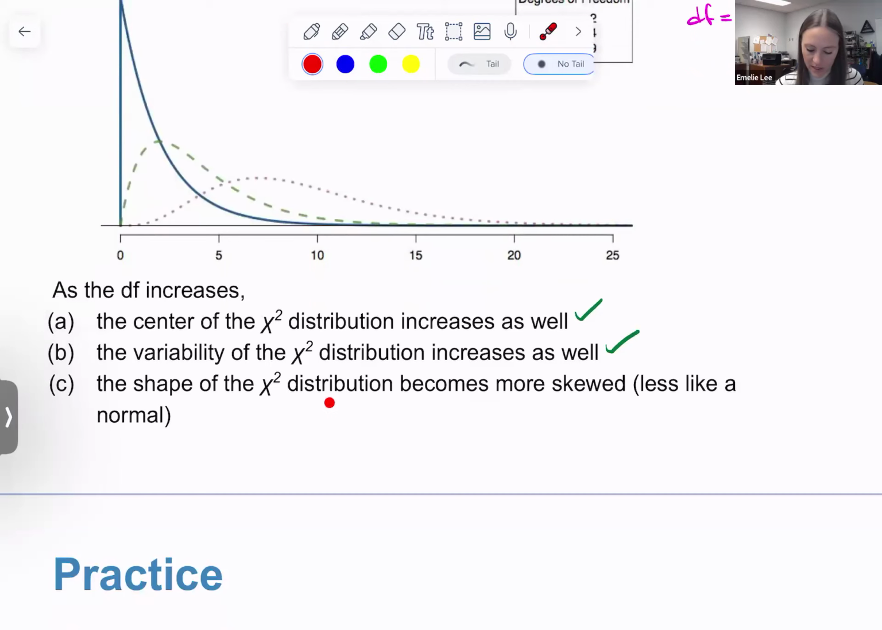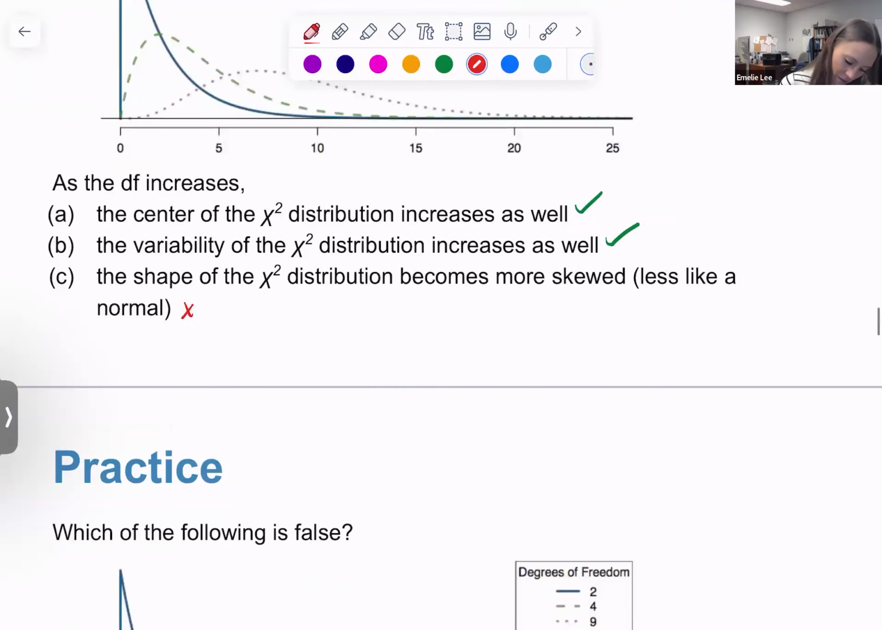The shape of the chi-squared distribution becomes more skewed as the degrees of freedom increases. Well, that's not true. The opposite is true.